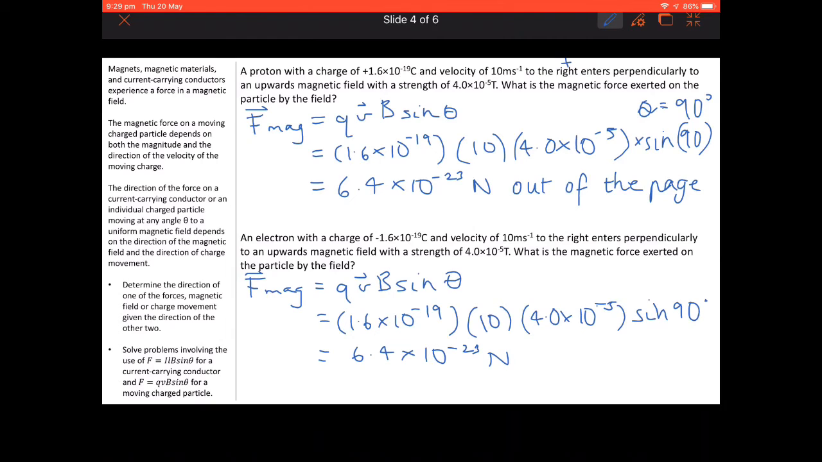Now if I do my right hand palm rule, my thumb is pointing to the right because that's the direction of the velocity. My fingers are pointing up, to the top of the page or the top of the slide, because that's the direction of the magnetic field. And because this is an electron, rather than using the direction that my palm is facing, I'll be using the direction that the back of my hand is facing. So the force acting on the electron will be 6.4 by 10 to the negative 23 newtons into the page.